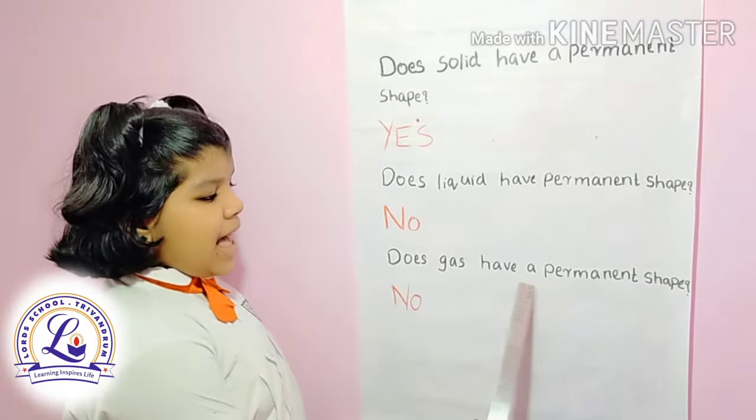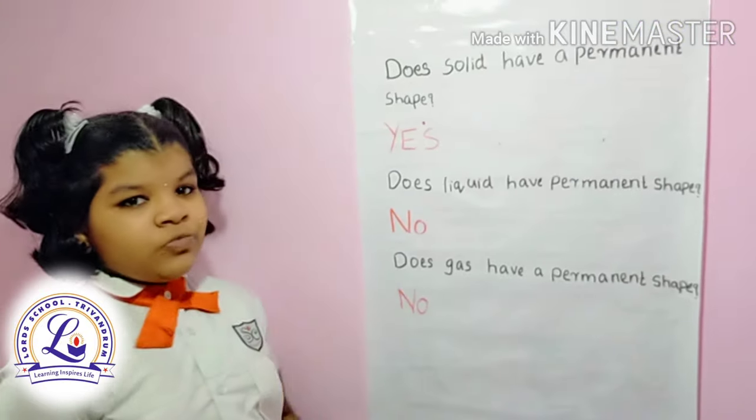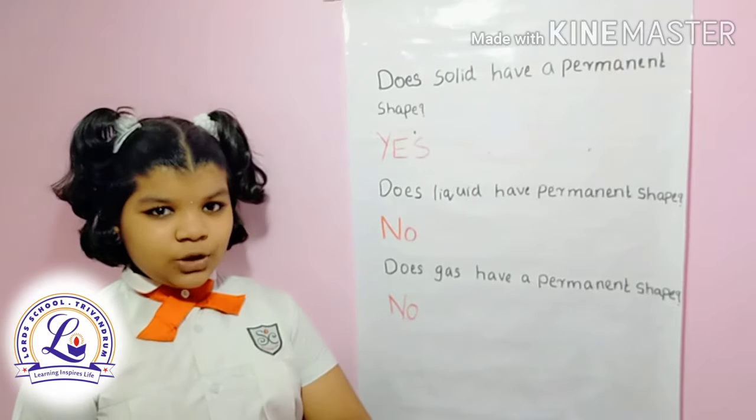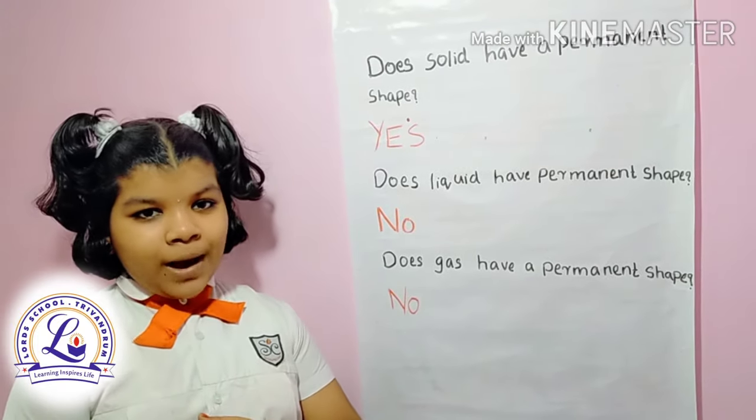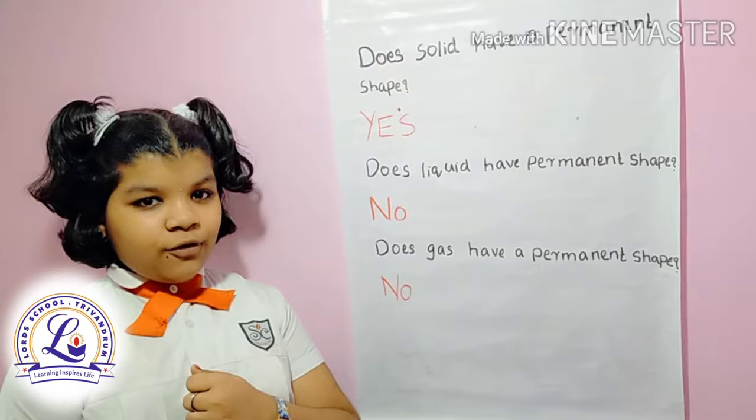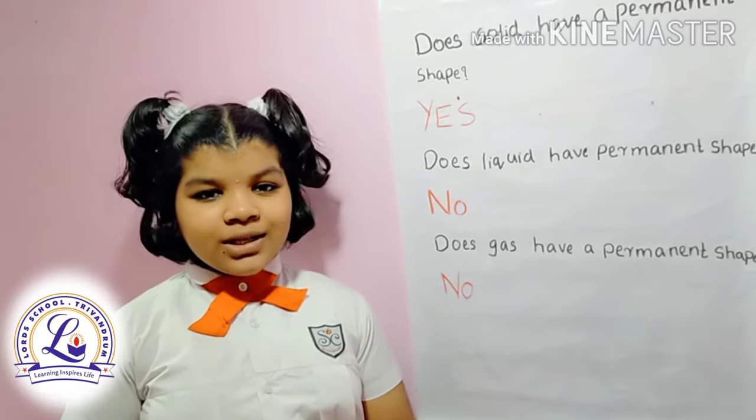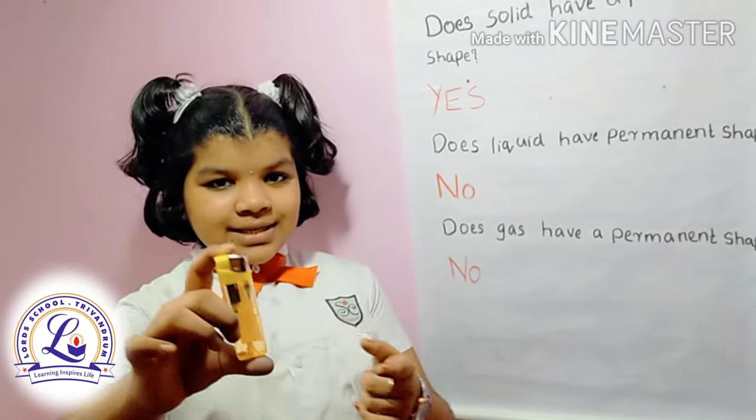Does gas have a permanent shape? No. We all have gas cylinders at home. The gas occupies the full space and shape of that cylinder. Now, look at this lighter. See the gas in it.